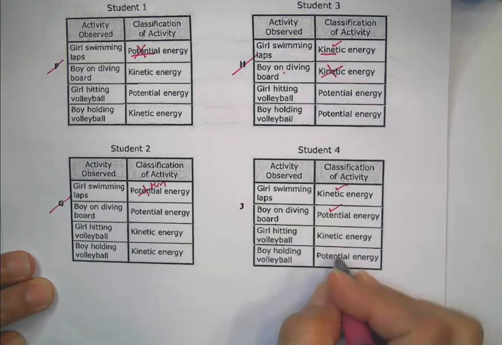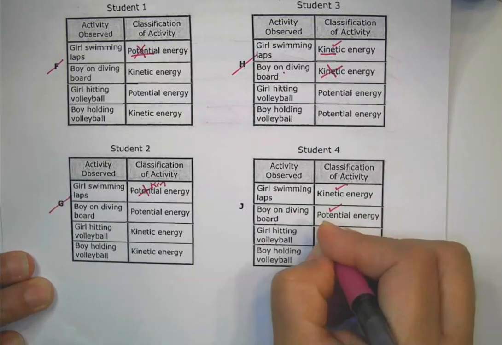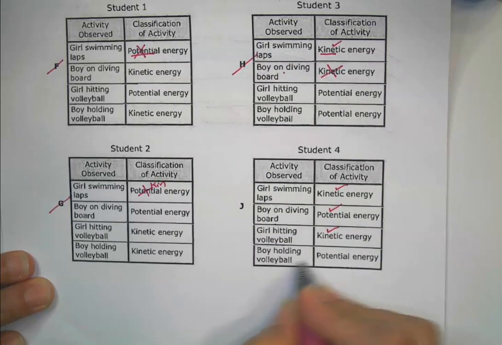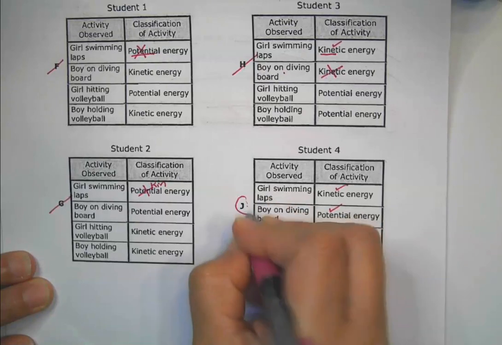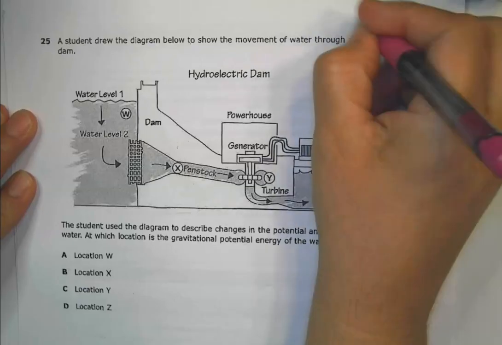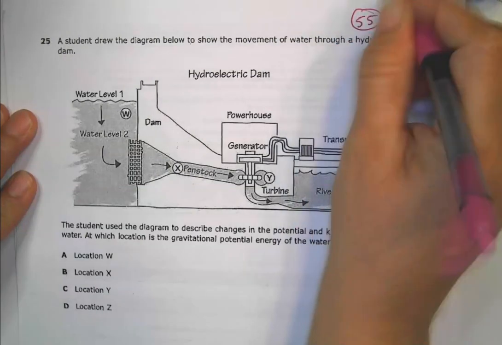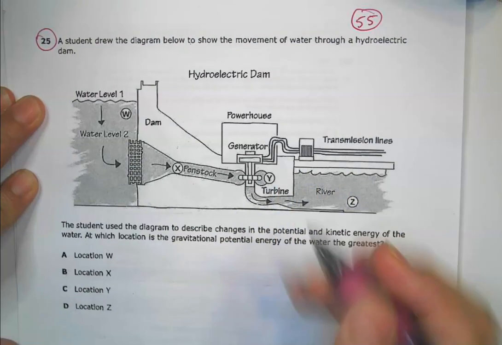Girl hitting the volleyball. So then hitting, they're moving their hands, so it is kinetic energy. Boy holding the volleyball, potential. So then right here, correct answer is going to be letter J. So this is page 55, and we're on number 25, still with potential and kinetic energy.